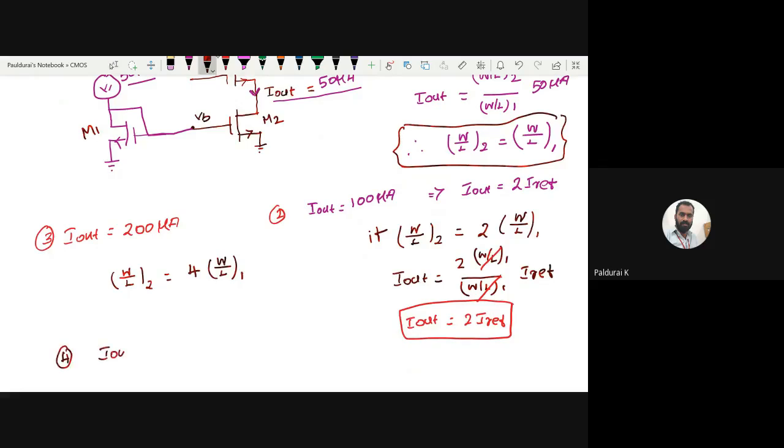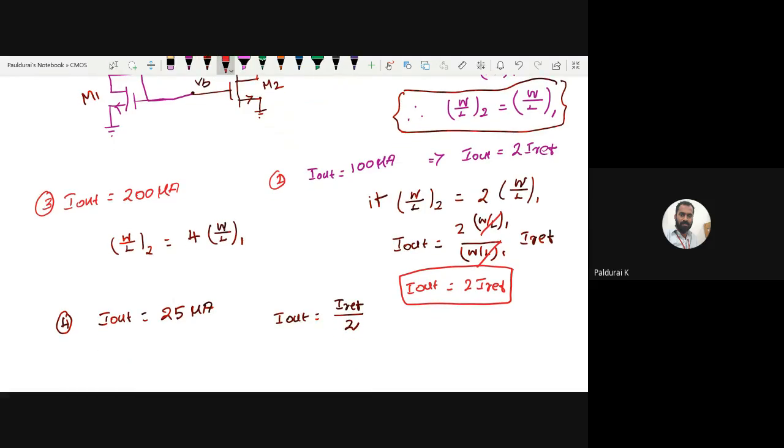Take the fourth example. This time I want to generate my output current as 25 microampere. What is the condition for this? My input is 50 microampere, right? So I out should be I ref divided by 2. For this, what is the condition? Anyone other than Srinidha? This time, anyone, can you unmute? Yes, I want to know whether it is understood by you people or not. No, simply, I am playing with mathematics, nothing more than that. But anyway, so what is the condition?